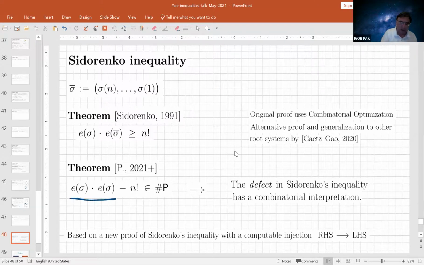What I'm saying is that in this inequality, if you take the left-hand side and subtract the right-hand side, in contrast with the characters, and presumably in contrast with Kronecker coefficients, surprisingly that does have a combinatorial interpretation. So not everything is gloomy, and really it is possible that Kronecker coefficients might actually be in #P. I just don't believe so.